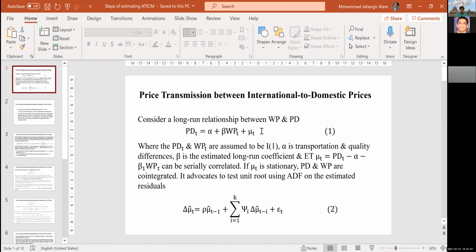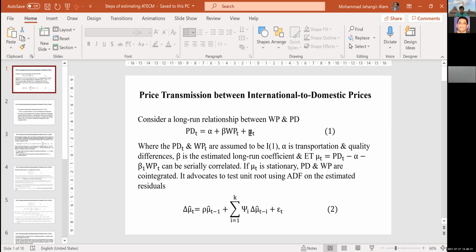But here it is OLS. In time series data, in most cases, data are not stationary. So first we have to check whether PD or the world price have any unit root at the level. So we'll have to use some tests. For example, in my case, I'll show only one: the augmented Dickey-Fuller test. This is the equation of the ADF test.